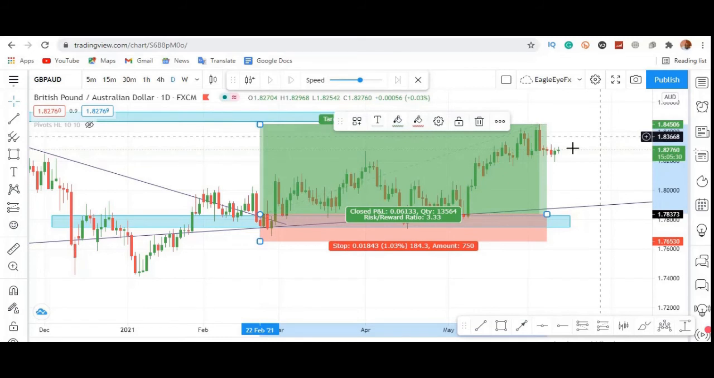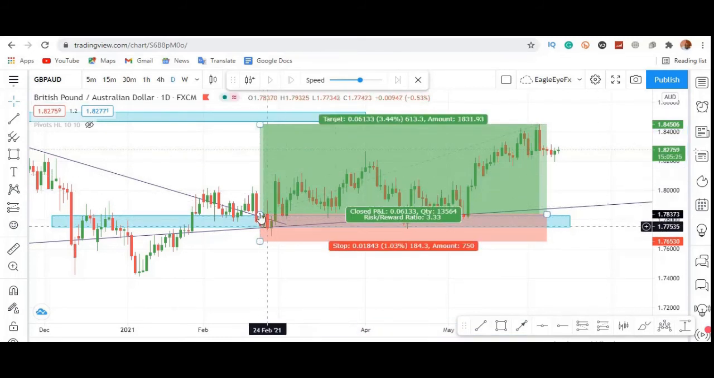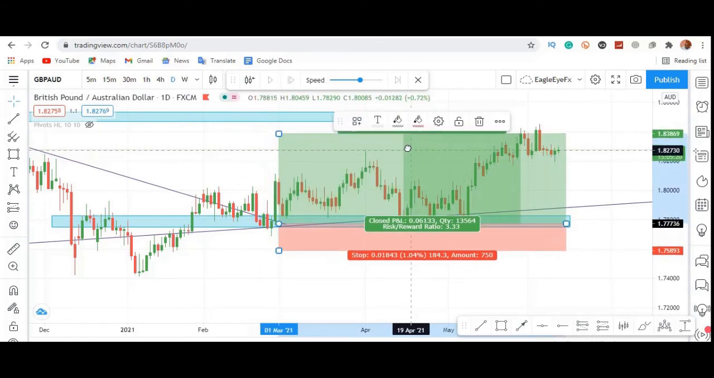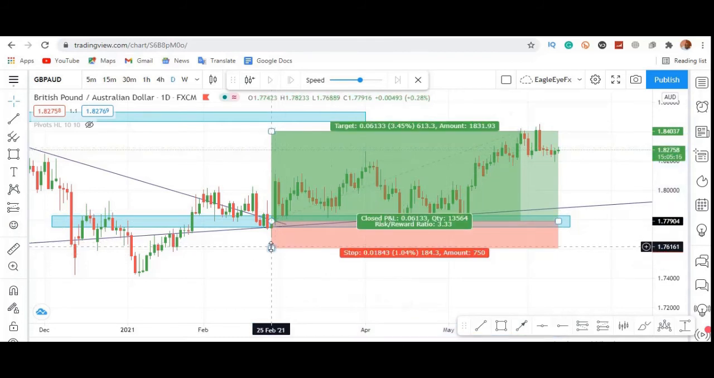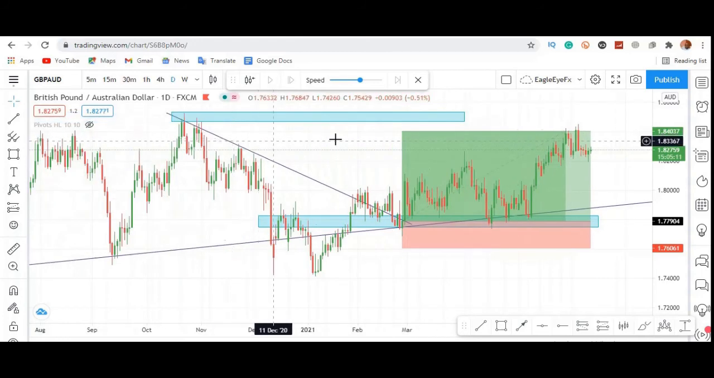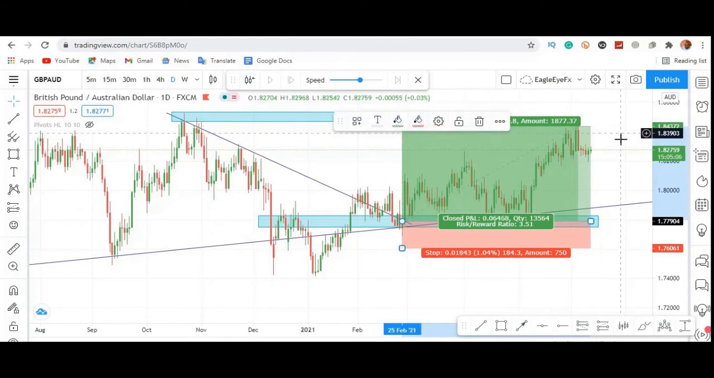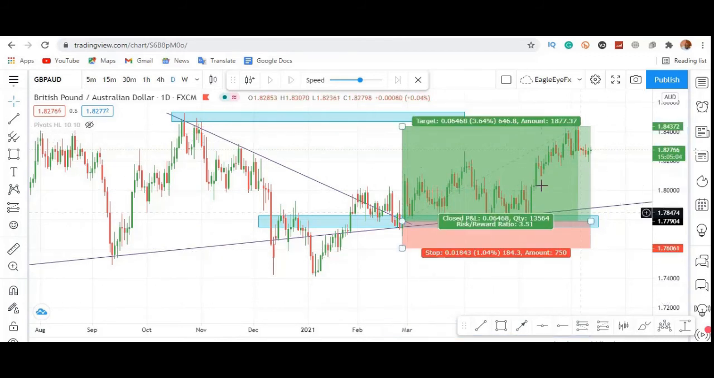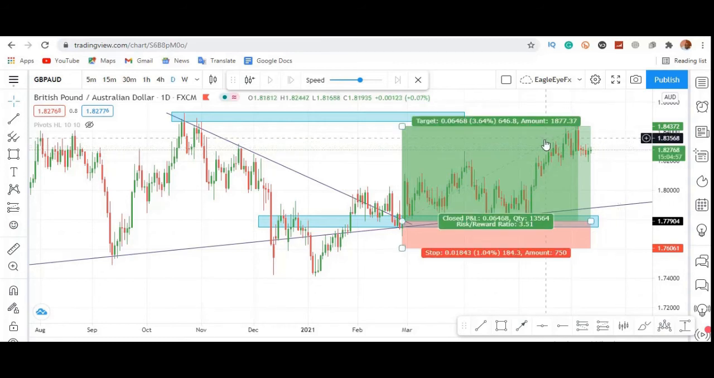Yeah, beautiful. So you can see that you entered here, or even here. In fact, I think these are the better places to enter. Okay, put your stop loss down here, then target this push up here. So let's see, and then that was a beautiful 3.5. So you are risking 1% to make 3%, or 3.5%.